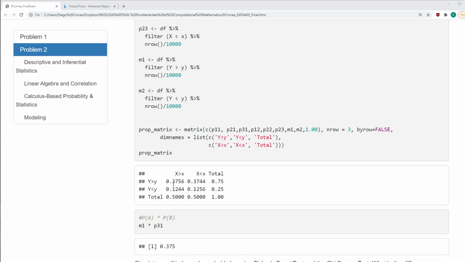I'm asked to find the probability of x greater than the median of x and y greater than the first quartile of y, which is 0.375. And I then multiply the probability of A times the probability of B, which is equal to 0.375, which is very similar to what we see here. And I assume that this is a rounding error, so I would say that they are independent of each other.